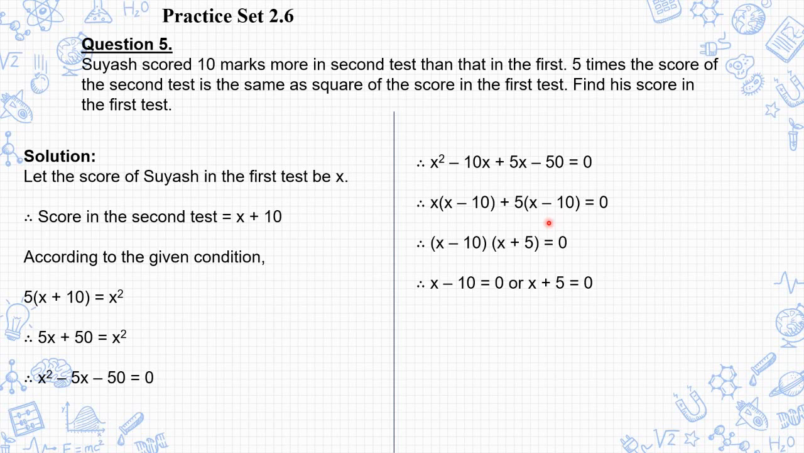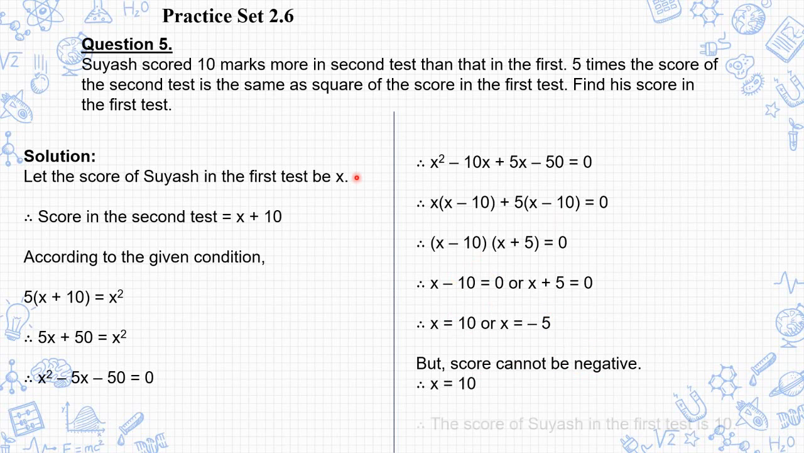In both the cases, in the first case take minus 10 to the other side, you will have x is equal to 10, and in the second case take plus 5 to the other side, so you have x is equal to minus 5. But a test score can never be negative, so we can discard x is equal to minus 5. So x is equal to 10.